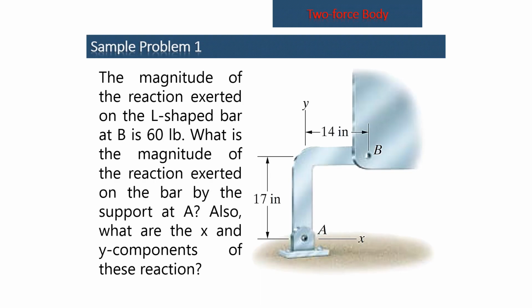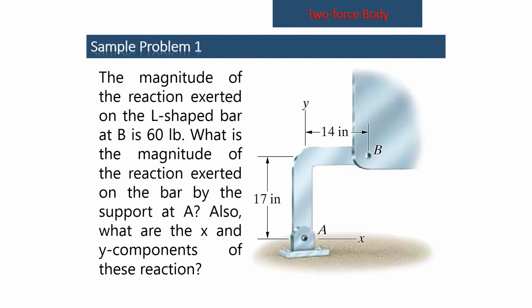So here is a problem that would illustrate the concept of a 2-force body. So here is our sample problem 1. The magnitude of the reaction exerted on the L-shaped bar at P is 60 pounds. What is the magnitude of the reaction exerted on the bar by the support at A? Also, what are the X and Y components of this reaction?